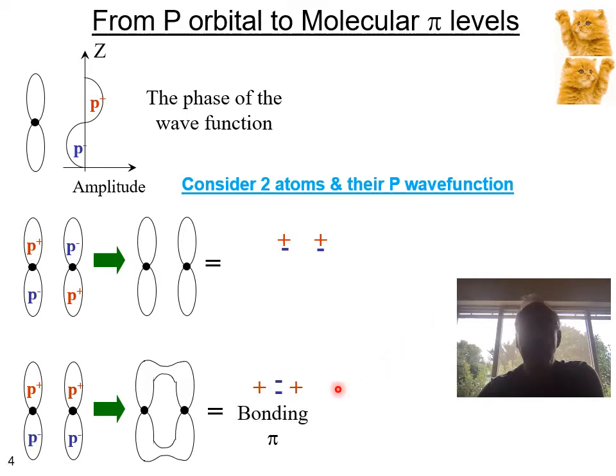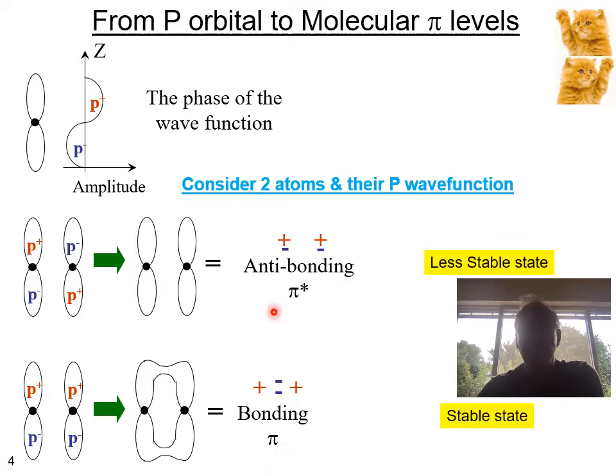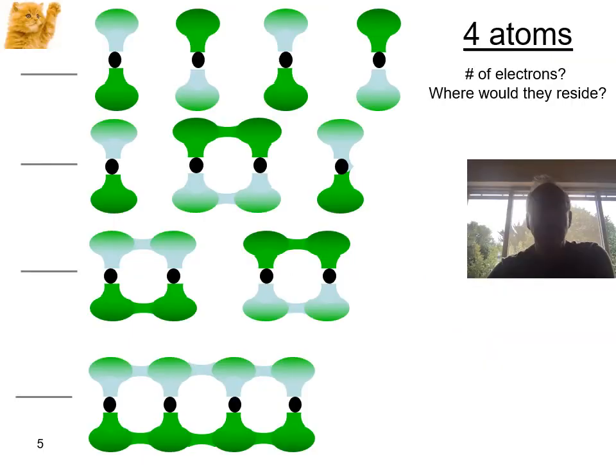As far as names, we call this one bonding, the one at the top anti-bonding. Why it's anti anything, I have no idea, but that's the name. If you prefer, just use pi and pi star. So basically we have one stable and one less stable state. So this is for two atoms. So let's try and expand it a bit.